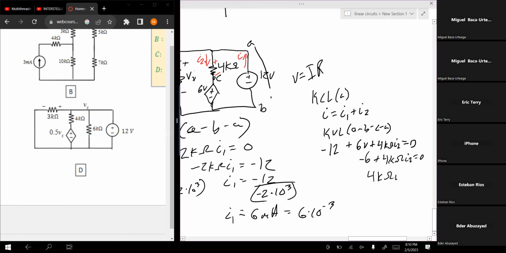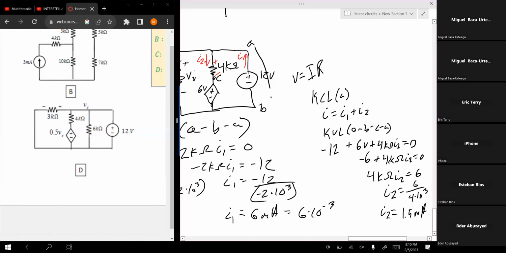4 kilo ohms I2 equals 6. And you get I2 equals 6 divided by 4 times 10 to the 3. And this is going to end up being 1.5 milliamps. And that's your I2.